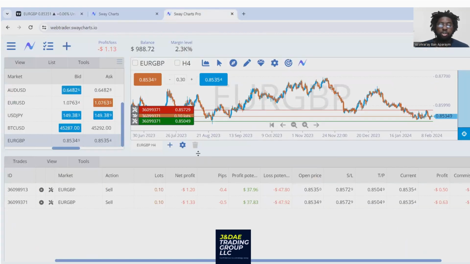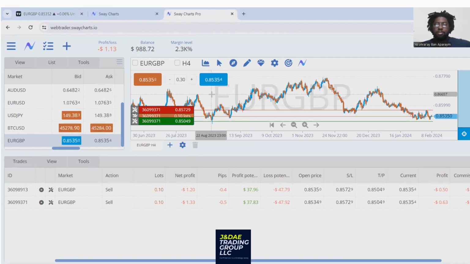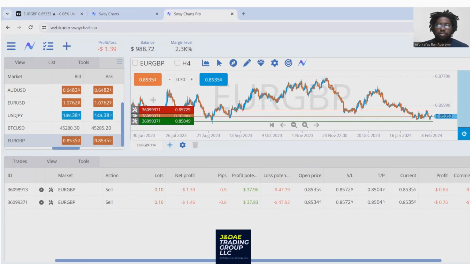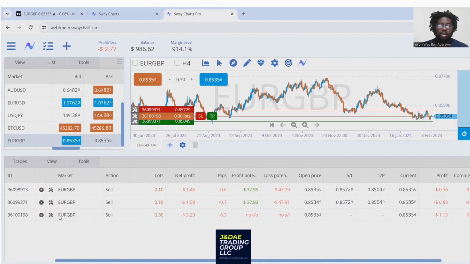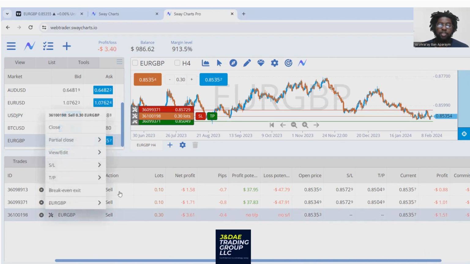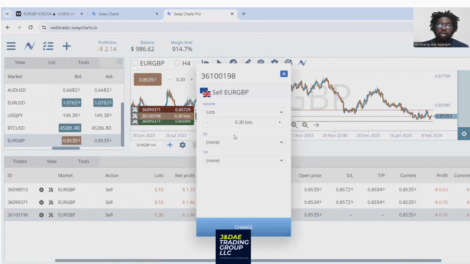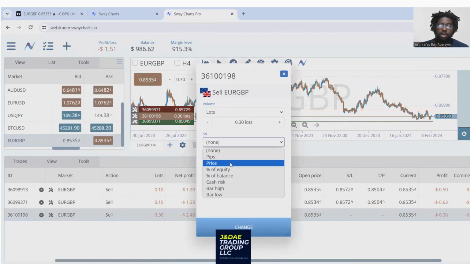And if you were to do Sway Charts Pro, see it's automatically in, because Sway Charts and Sway Charts Pro are just different versions of the same platform. It's the same account. This is a demo account. But same thing, I'll go here and I can just click sell and I'm in the trade. And as you see, no TP, no stop loss. If I want to add it, I click the tool icon here, click view slash edit, click edit. And there you go. I can add stop loss by price.